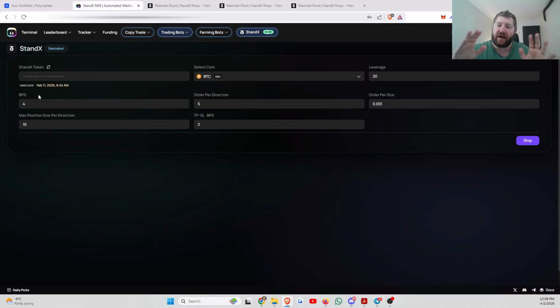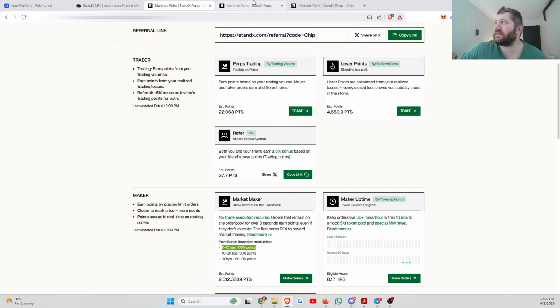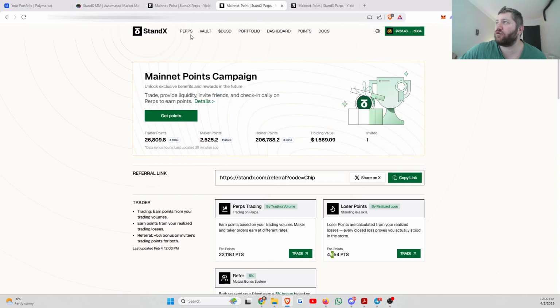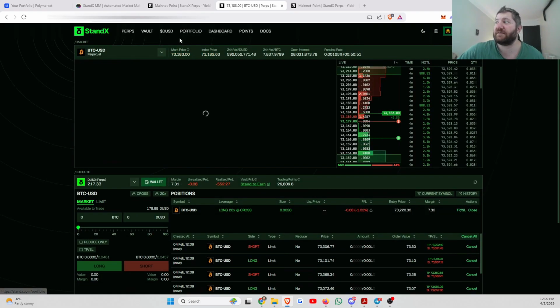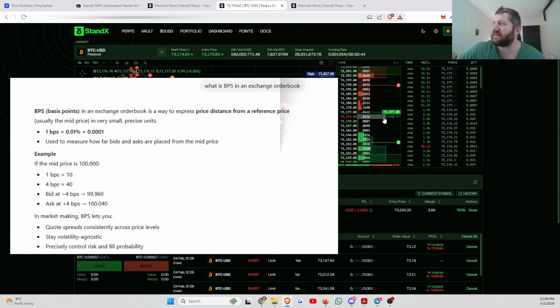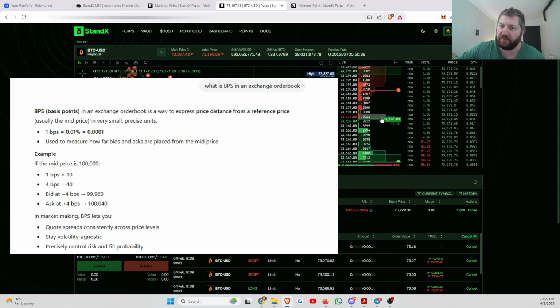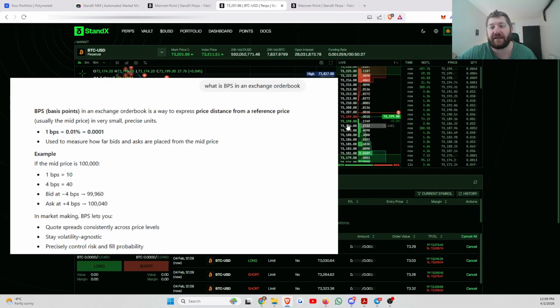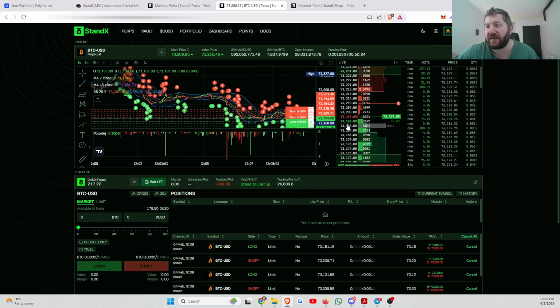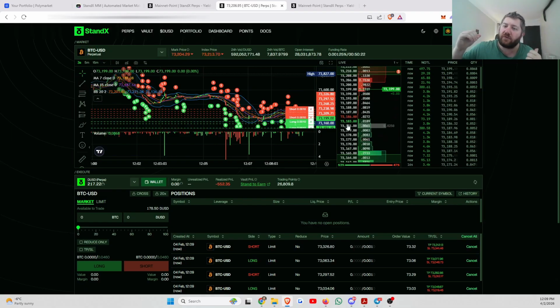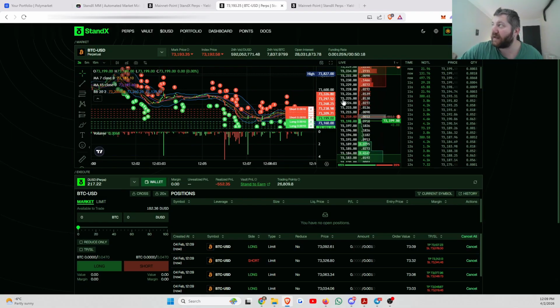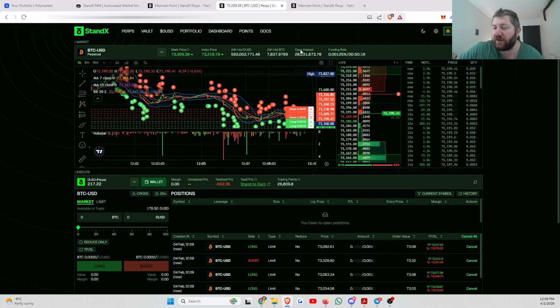Okay, BPS. If you are not familiar with this terminology, BPS is about how close you are to the spread. As you enter a smaller BPS, you are going to be closer to the mark price. It is more likely that your limit order gets accepted. If you enter a larger BPS, then you are going to be further away from the market price here. However, then you make fewer points. So finding the sweet spot is up to you. You can be super aggressive.